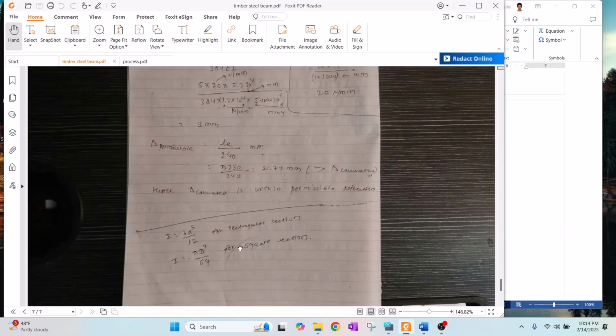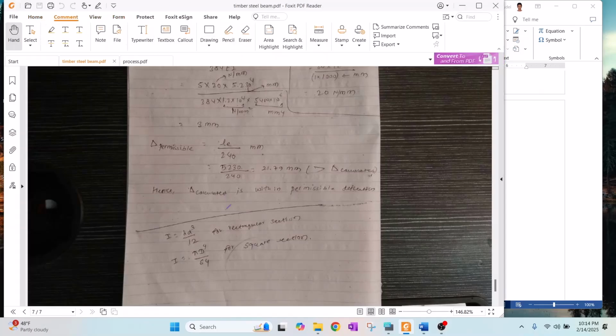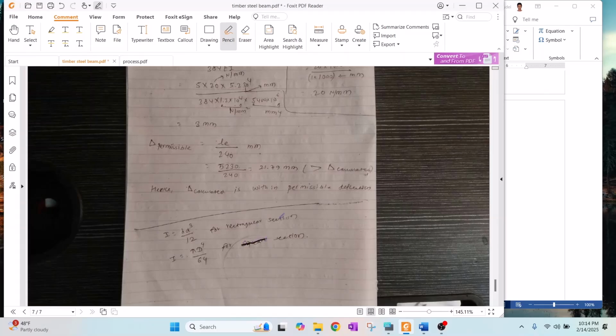Actually, there is a mistake here, do not ignore it. The second moment of area for a rectangular section is b d cubed by 12, whereas pi d power 4 divided by 64 is for a circular section, not a square section. So this is the mistake here, just remove it. This is not for a square column, actually this is for a circular section. It doesn't matter whether it is a column or beam, just for the shape of the section, we can calculate the value of second moment of area of that section.